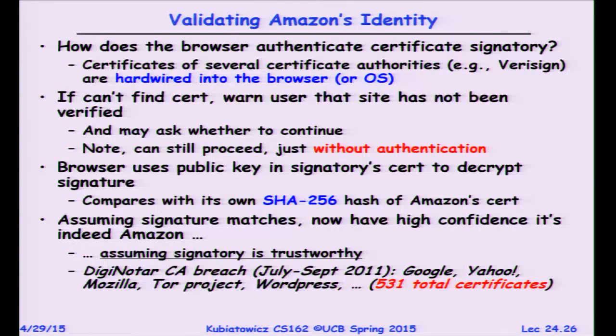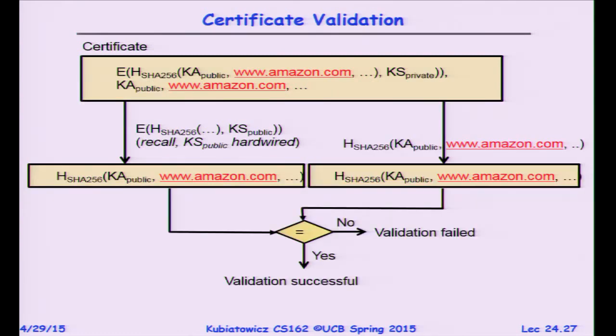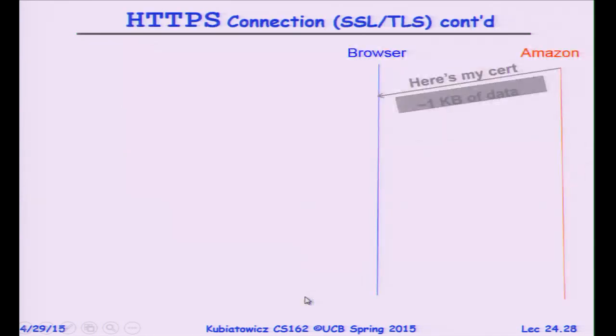So, okay. Here's the validation. I don't need to go through this in great detail, but the idea is the certificate that comes in is a signed thing that you independently check and you validate with the hardwired public key, so that lets you decrypt the HMAC. And then you check it yourself by doing the hashes over the certificate, and either it works or it doesn't.